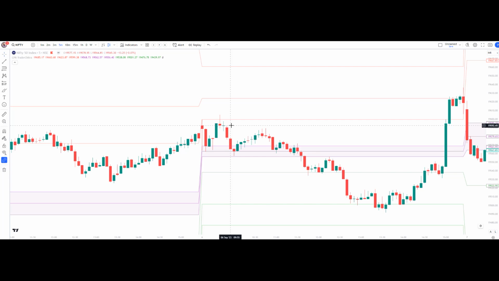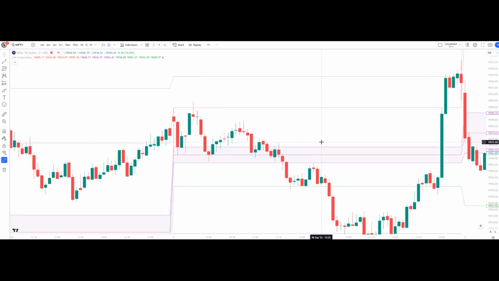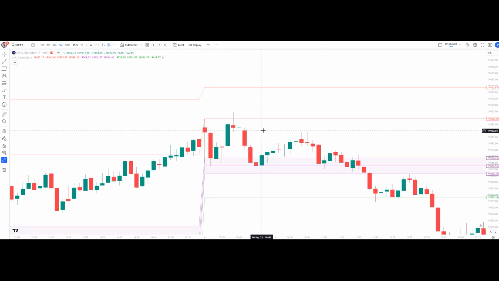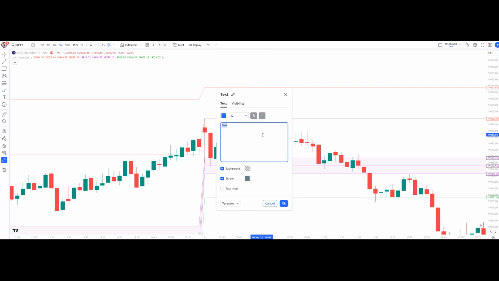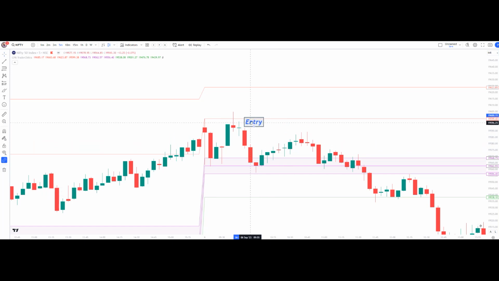Now this is the R1 test fail. At R1, we got this type of candle. This is the inverted hammer candle. So below this red candle we can enter into the short trade. So here is the entry. We can enter into the short trade below this for the target of the next support.